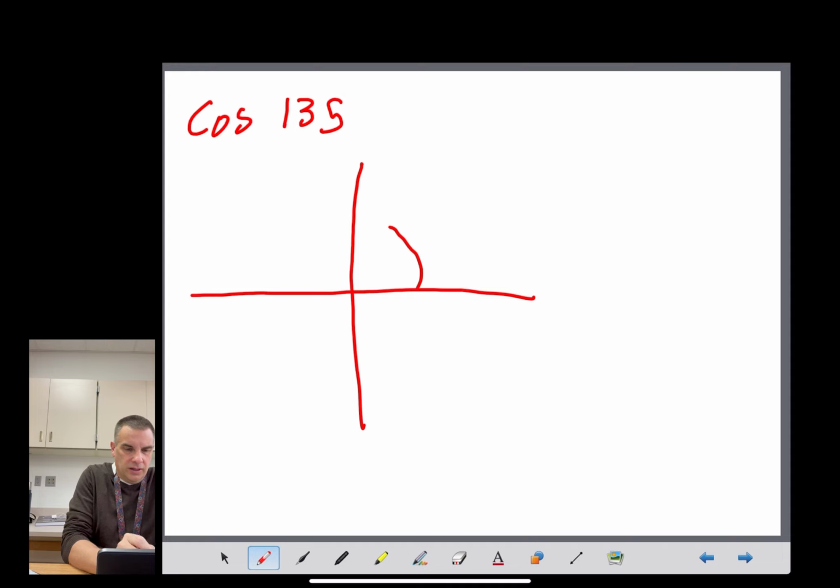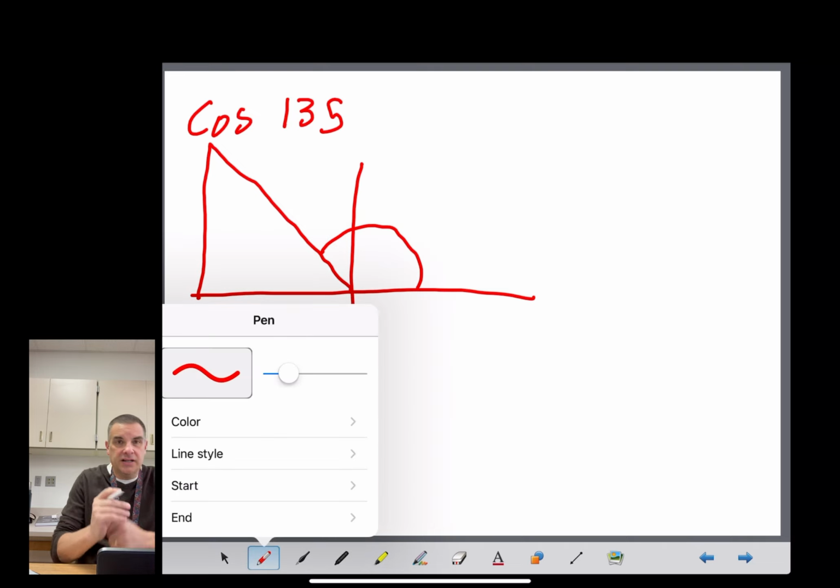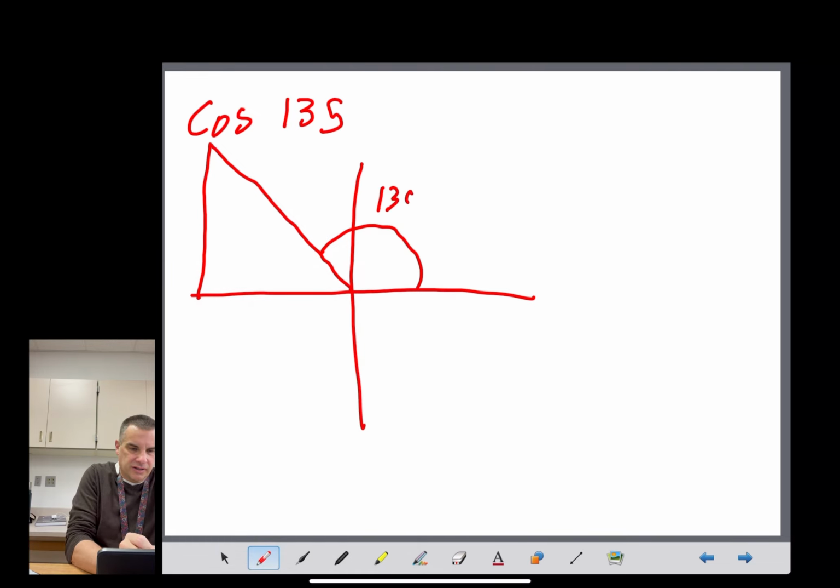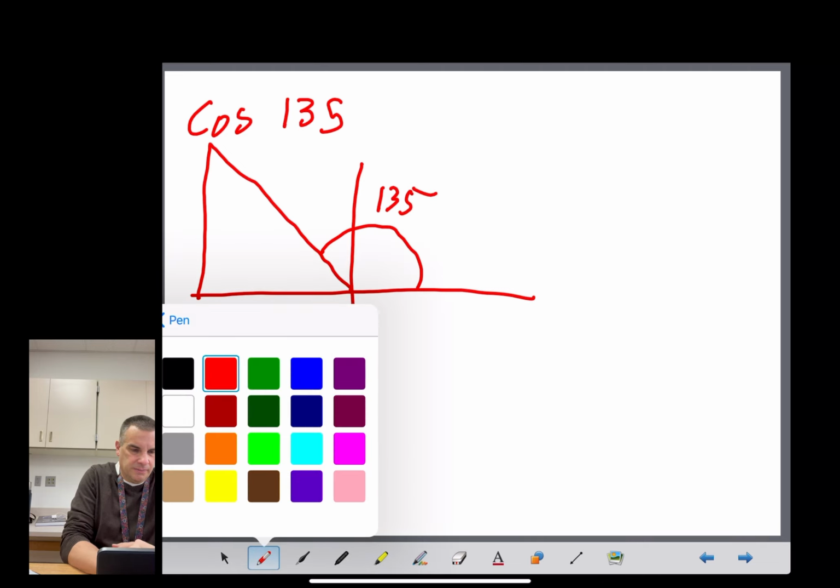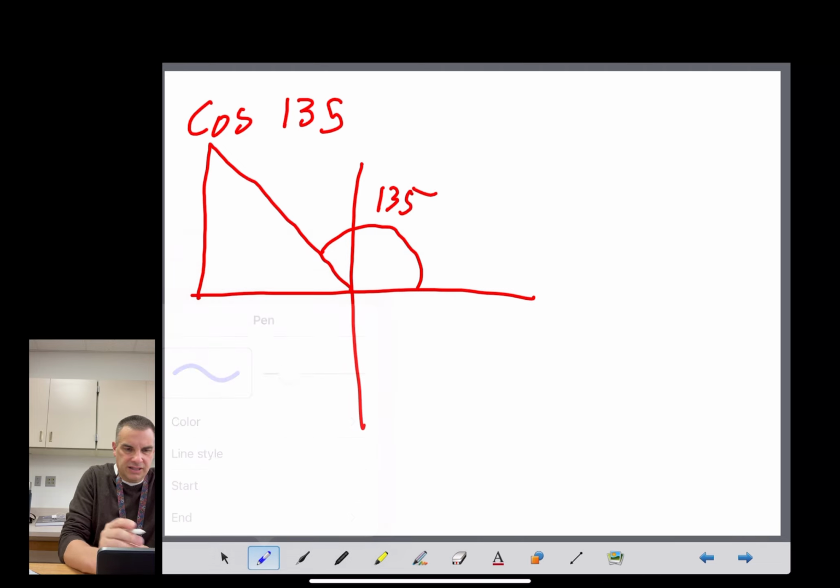So we draw out 135. 135 is over here somewhere. Okay, so the next thing I need to find is that reference angle. We know this is 135 degrees. We talked about the reference angle the other day. The reference angle in this case is going to be 45 degrees. So that gives me a 45, 45, 90 triangle.